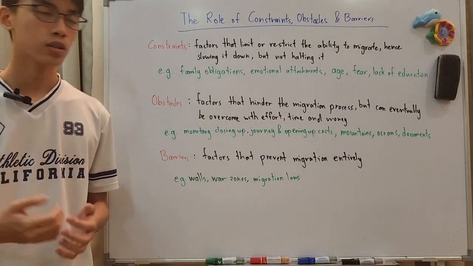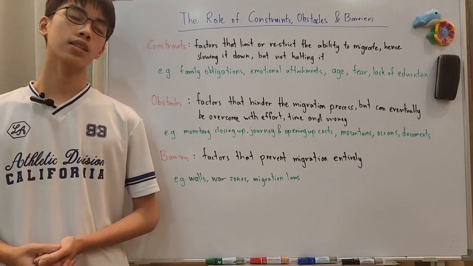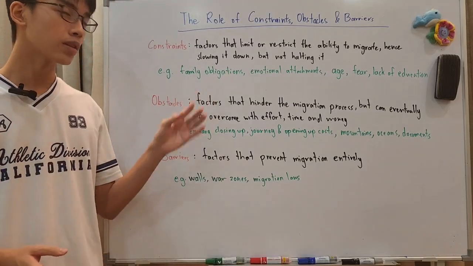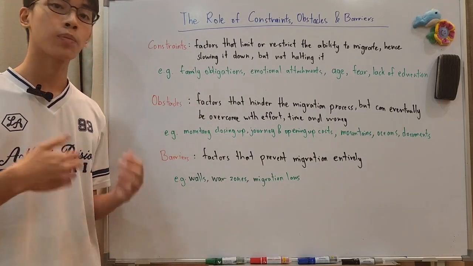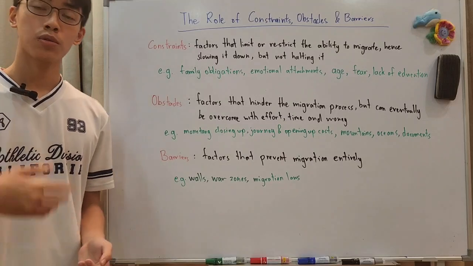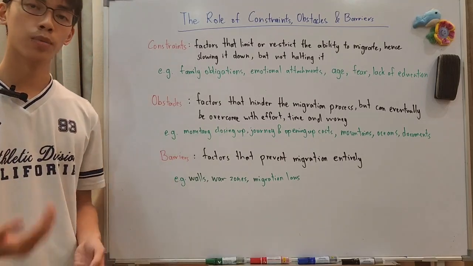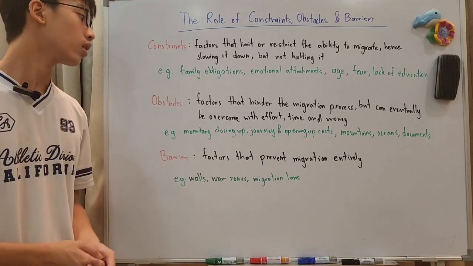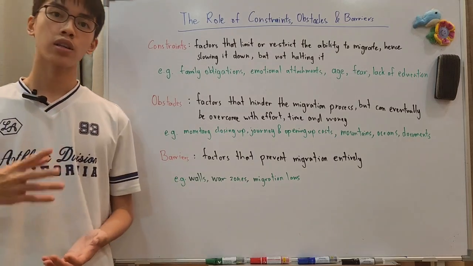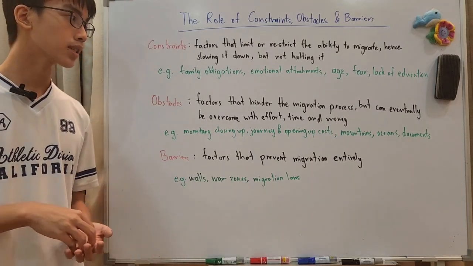Documents-wise, so more political factors such as visas, work permits. If you don't have them, you can't migrate, but if you want to put in the effort, the time, and the money to get the visas, the work permits and the documents, then you are able to migrate, you are able to overcome it. So these obstacles occur generally during the migration process, in the middle.